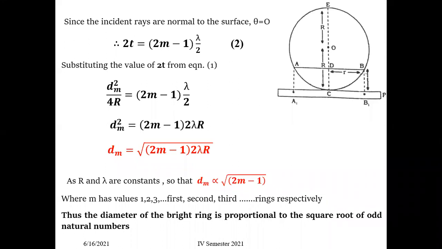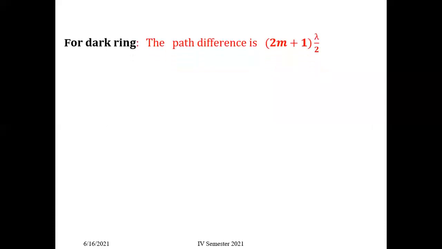Then what is the diameter of the dark fringe? This was the diameter of the bright fringe, right? What is the diameter of the dark fringe? For getting the dark fringe, the path difference should be equal to (2m plus 1) lambda by 2. So in this case, the path difference is 2t cos theta plus lambda by 2, which is equal to (2m plus 1) lambda by 2.